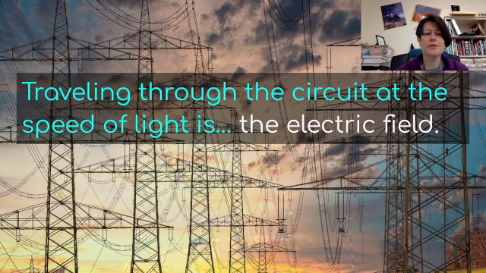But traveling through the circuit at the speed of light is the electric field. So it's not actually the electrons that are traveling at the speed of light, it is the electric field that is produced. It is energy that is traveling at the speed of light through the wire. Because actually, if we relied upon just the electrons to go through, it would take a few hours for an electron to travel 1 meter through a wire.